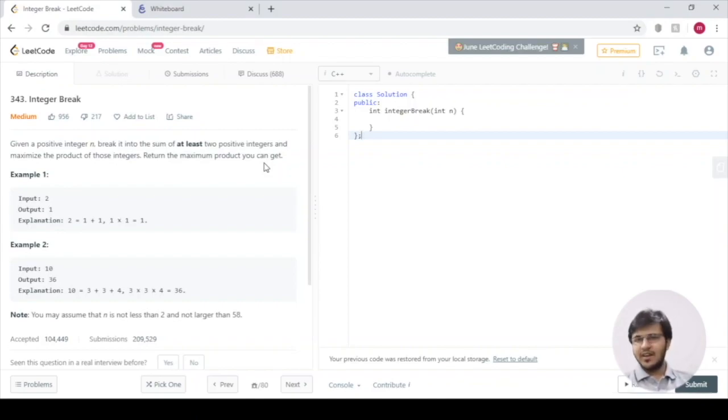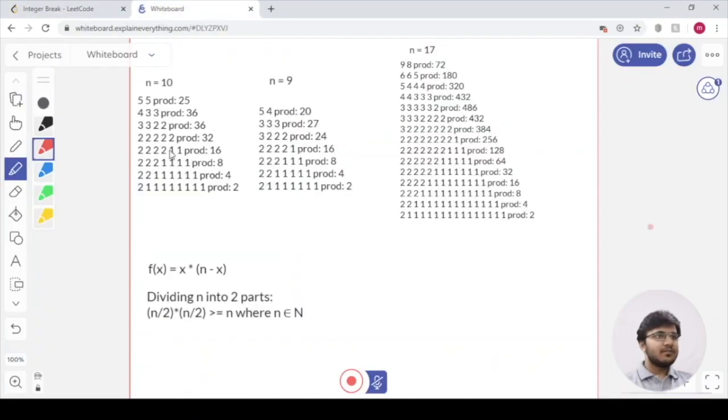So let's use a little bit of mathematics and observations. Here I've calculated the maximum products by dividing a number into from 2 parts to n minus 1 parts. So for 10, we have gotten 4, 5, 6, 7, 8 states. That is from 2 to n minus 1 states. We can see that the maximum product here is 36. So let's highlight it.